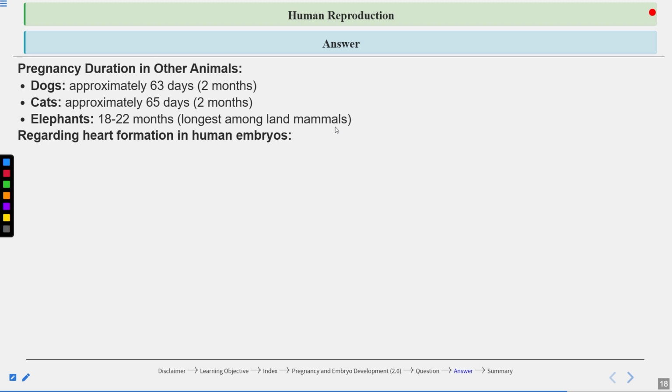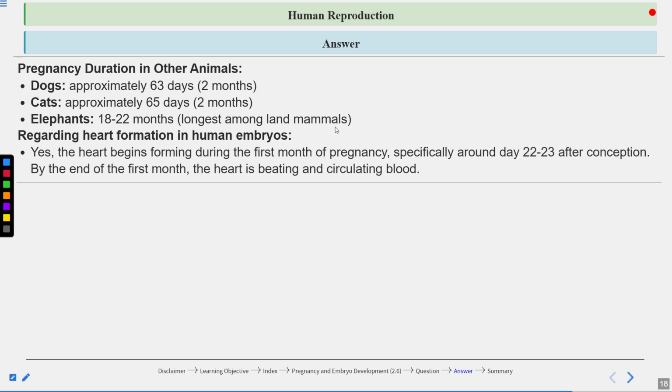Now, next one regarding heart formation in the human embryos. So, yes, the heart begins forming during the first month of the pregnancy, specifically around day 22 to 23 after conception. Now, by the end of first month, the heart is beating and circulating the blood.